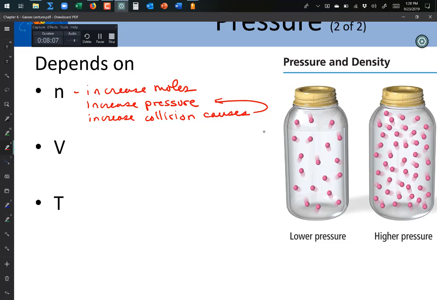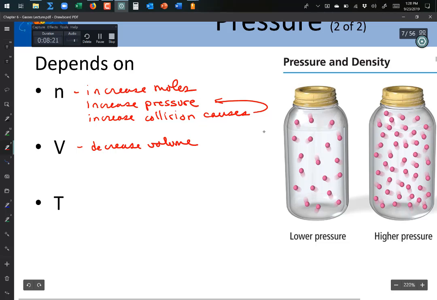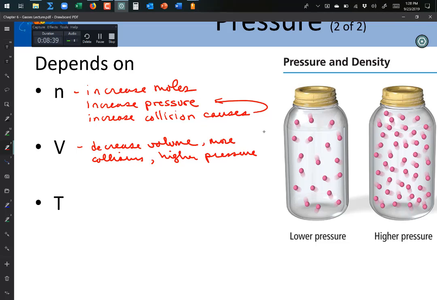Okay. So same reason as moles, but if you make the volume smaller, what you find is that the pressure increases because you have more collisions. Higher pressure. And really what this relates most to is density. That's what the slide says. If you increase the density of a gas inside of a container, the pressure is higher. If you decrease the density of a gas inside a container, it's lower.